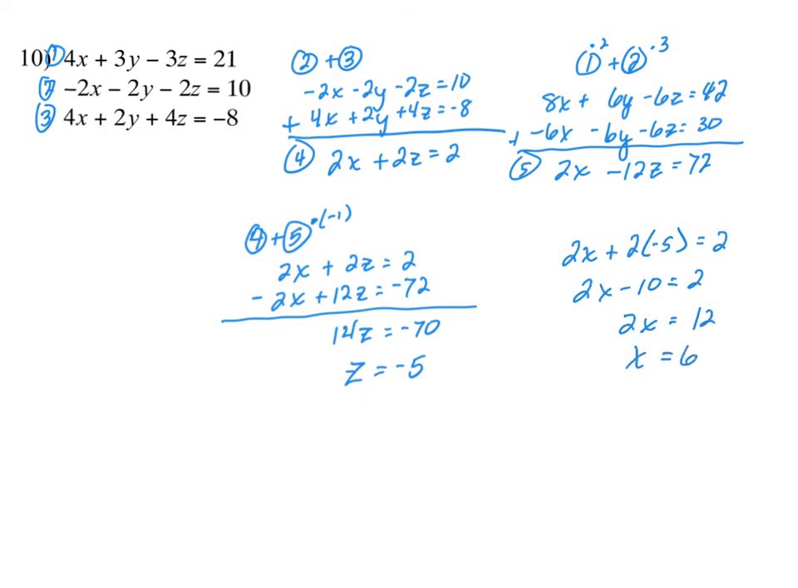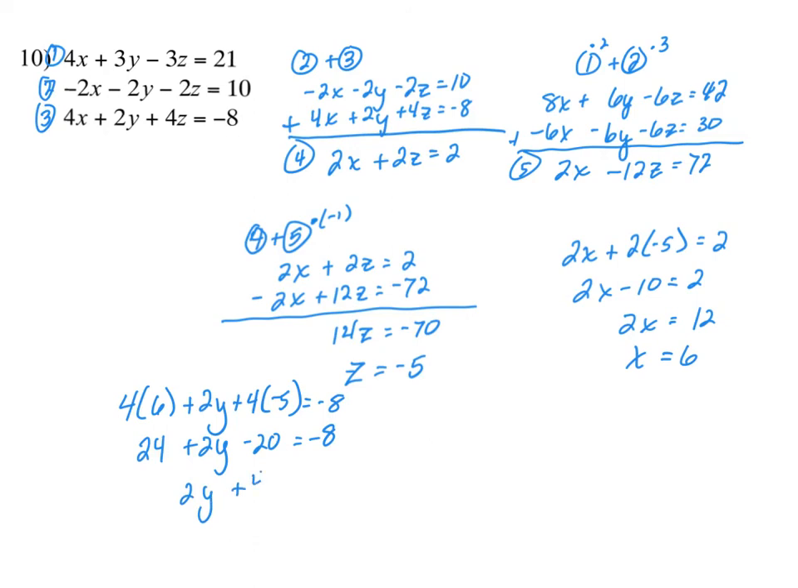X equals 6. I take those two answers, I come back to 1, 2, or 3, and it looks like I'm going to do number 3. Put the 6 where the x goes, put the -5 where the z goes. Do a little bit of algebraic magic. Combine like terms and such. And now it's a 2-step equation where I subtract 4 and divide by 2.